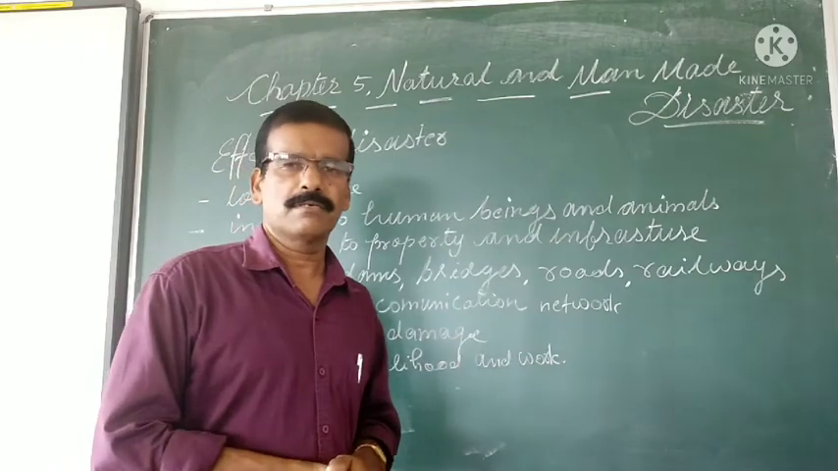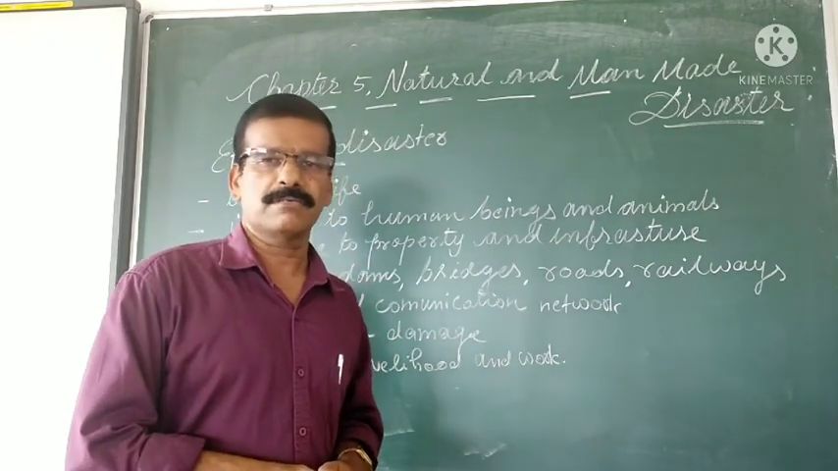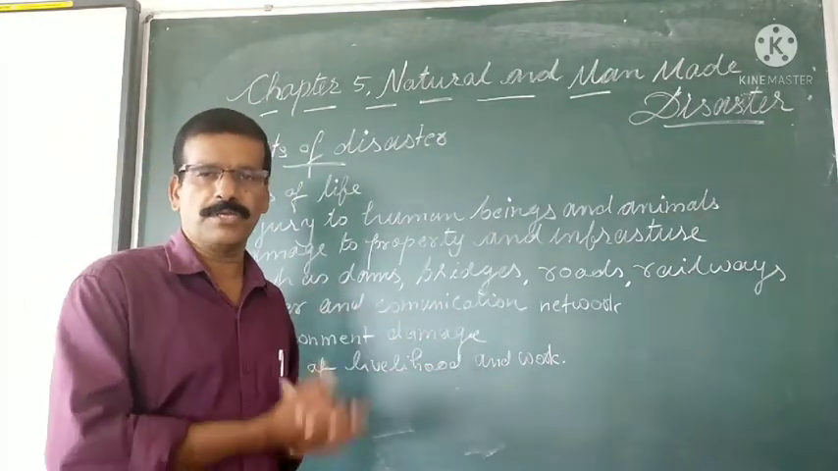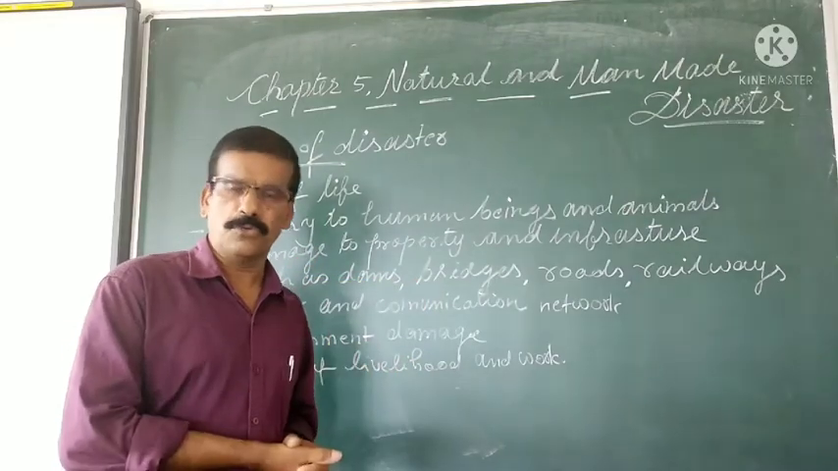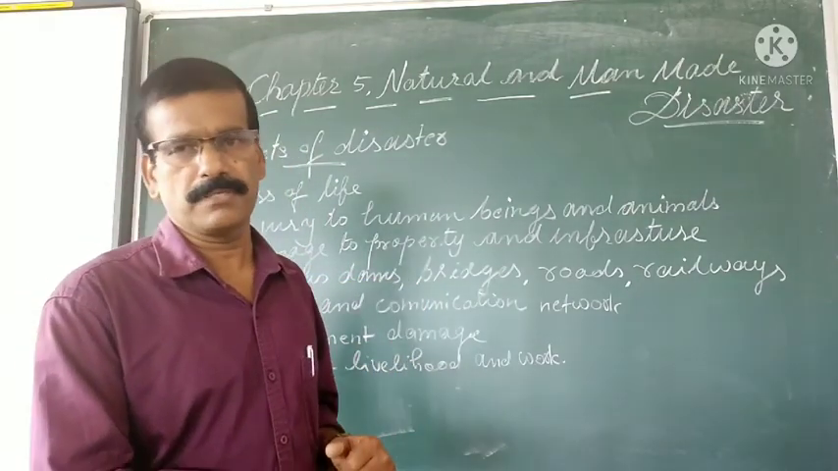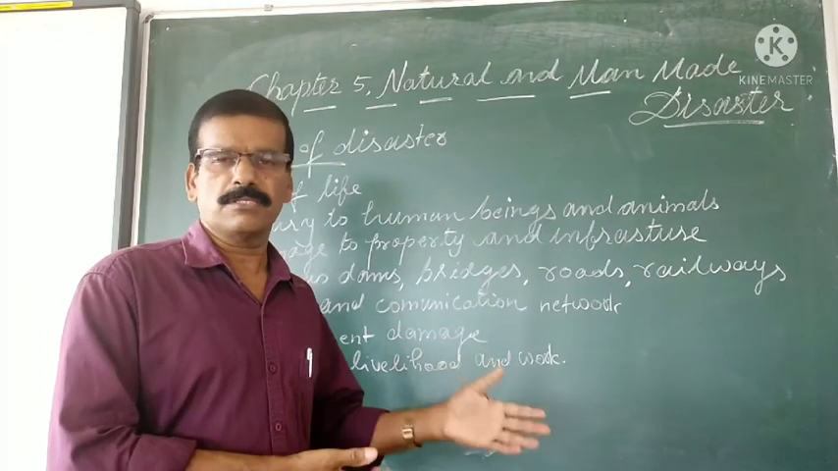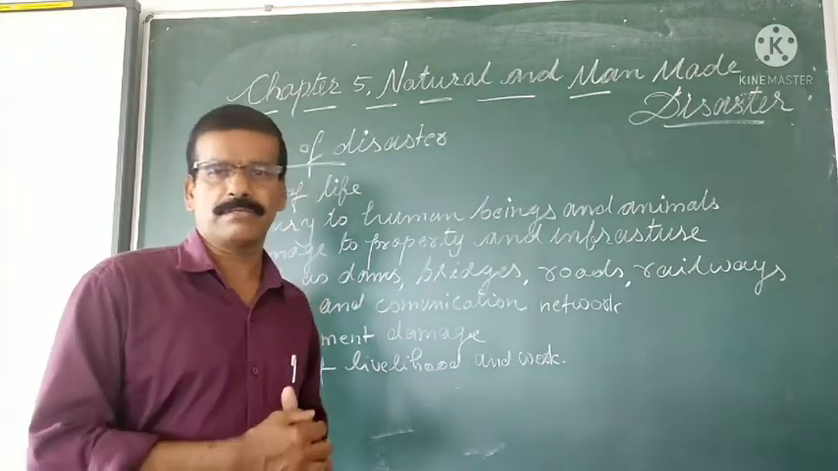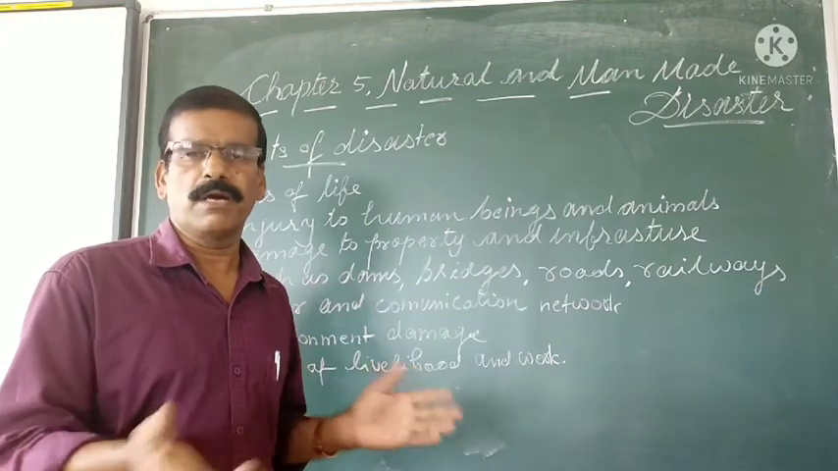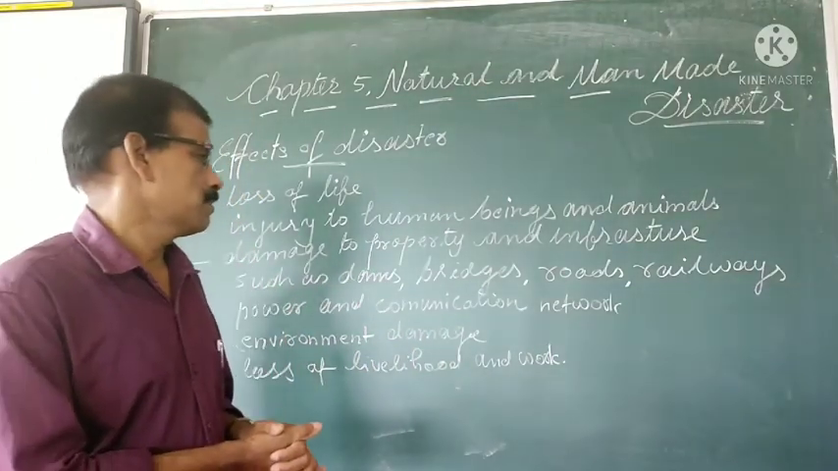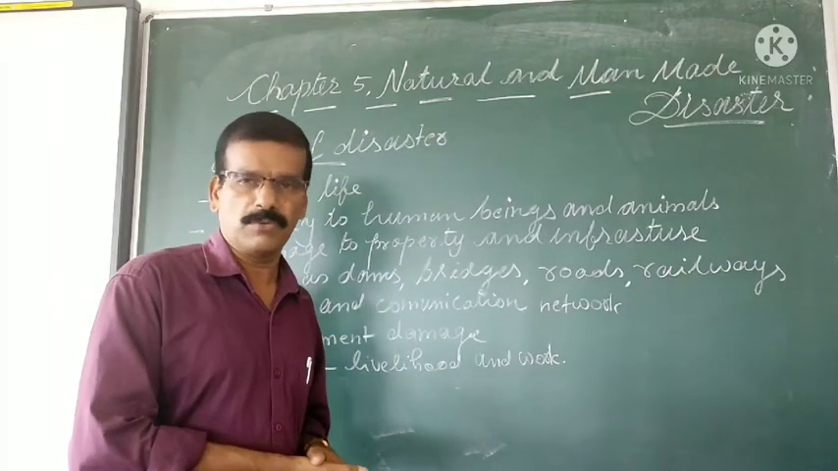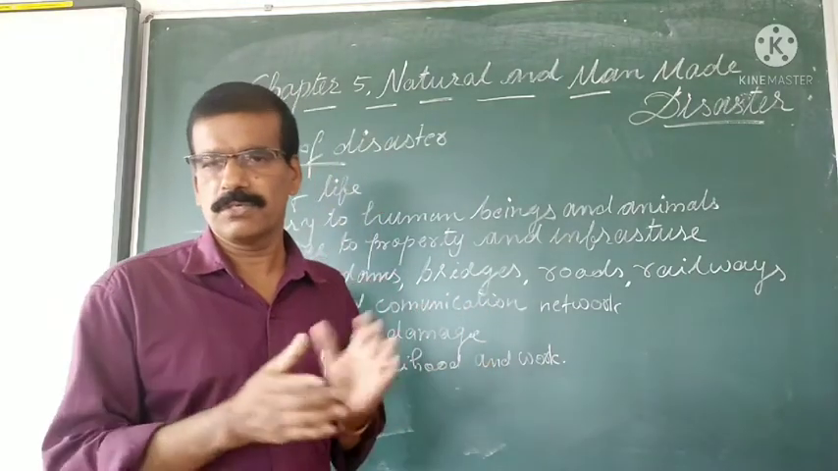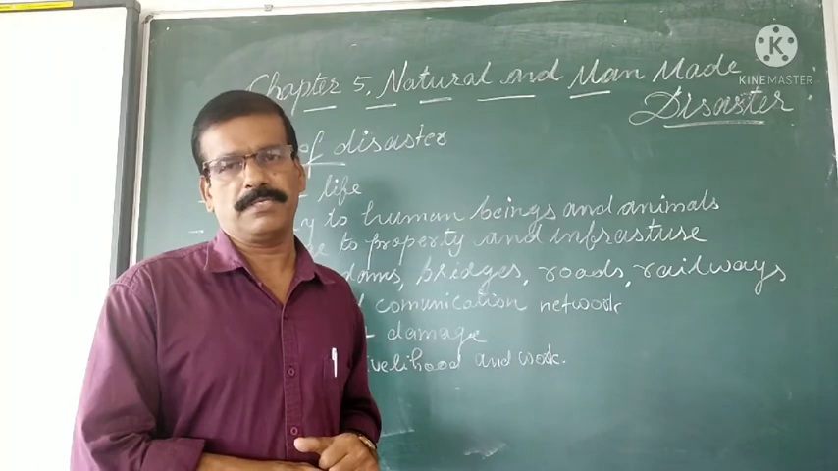So let us see what are the ways disaster causes loss of life. First, it causes a lot of injury or even death to human beings as well as animals. Once any disaster such as a flood, earthquake or tsunami occurs, we cannot predict in advance to what extent it will affect human beings. And due to this, for example, if an earthquake occurs in a cultivable area, the people may lose the area which they use for cultivation.